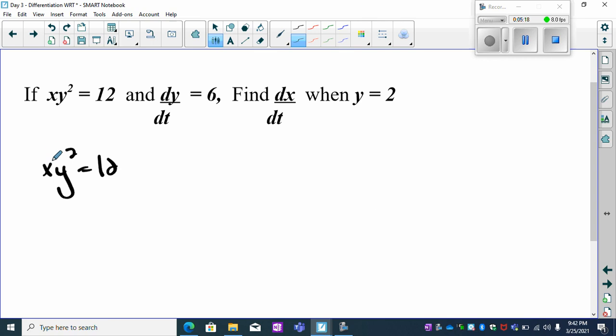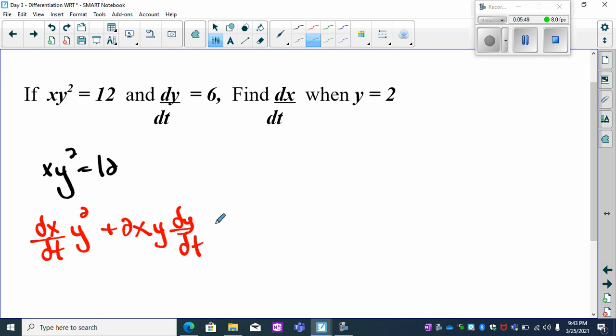I would do the derivative of the first. Now remember, the derivative of x with respect to x would be 1, but the derivative of x with respect to time is going to be this differential, dx over dt. So that's the derivative of the first times the second, plus the first times the derivative of the second. Well, the derivative of y squared would be 2 times y times the derivative of y with respect to time. And it's going to equal 0.